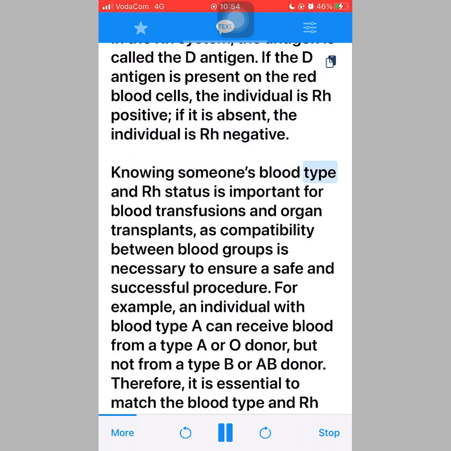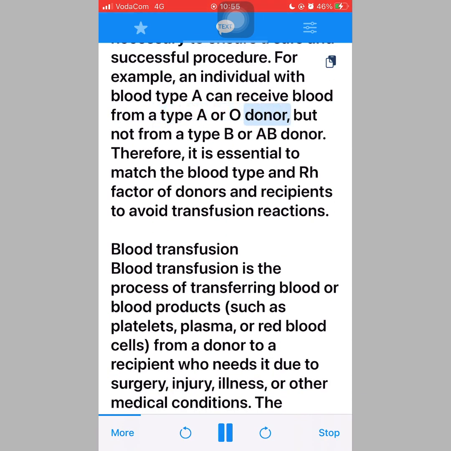Knowing someone's blood type and RH status is important for blood transfusions and organ transplants, as compatibility between blood groups is necessary to ensure a safe and successful procedure. For example, an individual with blood type A can receive blood from a type A or O donor, but not from a type B or AB donor. Therefore, it is essential to match the blood type and RH factor of donors and recipients to avoid transfusion reactions.